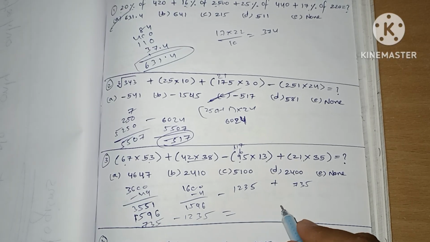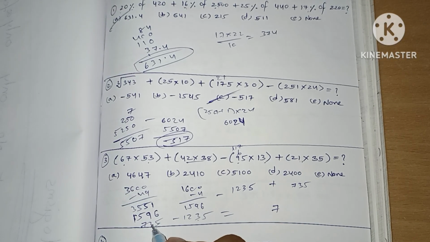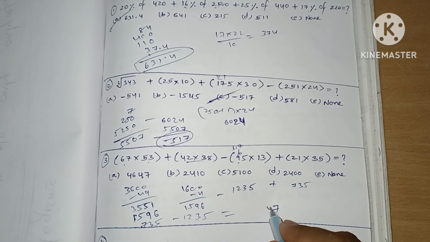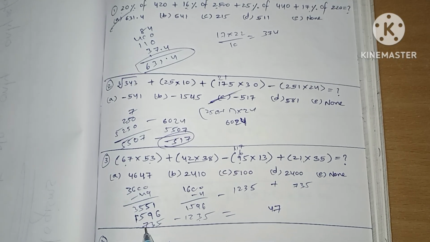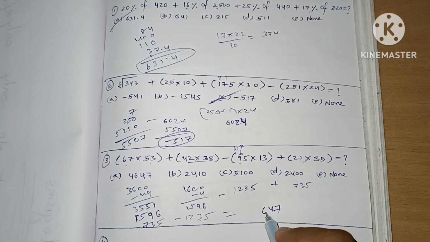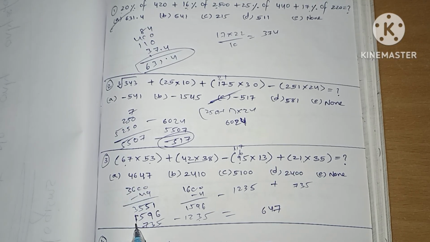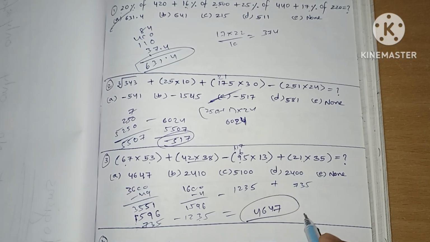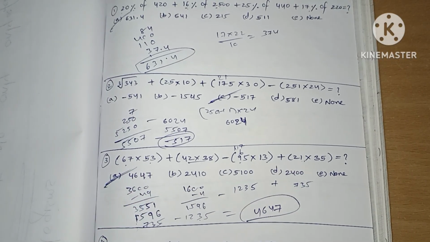5 eliminated, we are left with unit digit 7 3, so left with 14 and we need to eliminate 2. We get 15 16. Okay, next here eliminating 3 and we get a 4 4 6 4 7 is our answer. Option A is our answer.